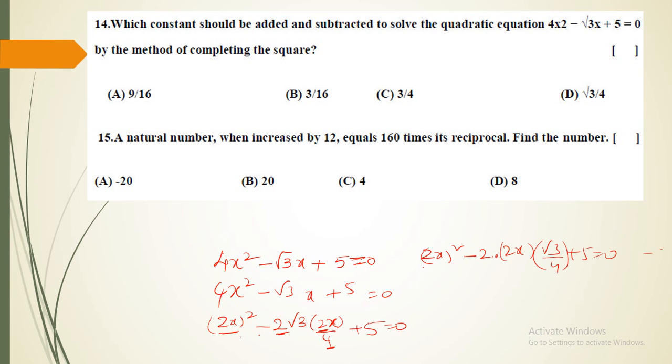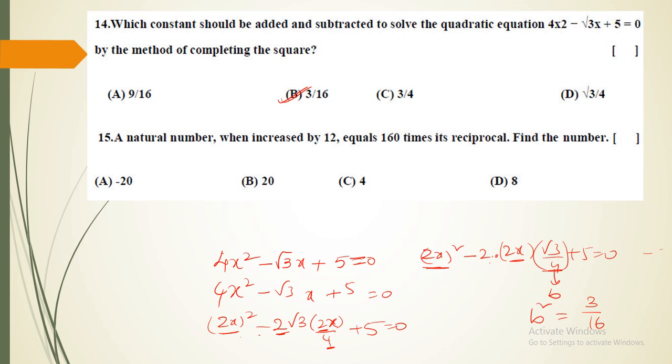If you observe, a square minus 2 times a times b plus b square minus b square, I need. So what is b here? This is b, so b is root 3 by 4. That means I need to add b square and subtract b square. So b square means 3 by 16. So the answer is 3 by 16. Next, question number 15.